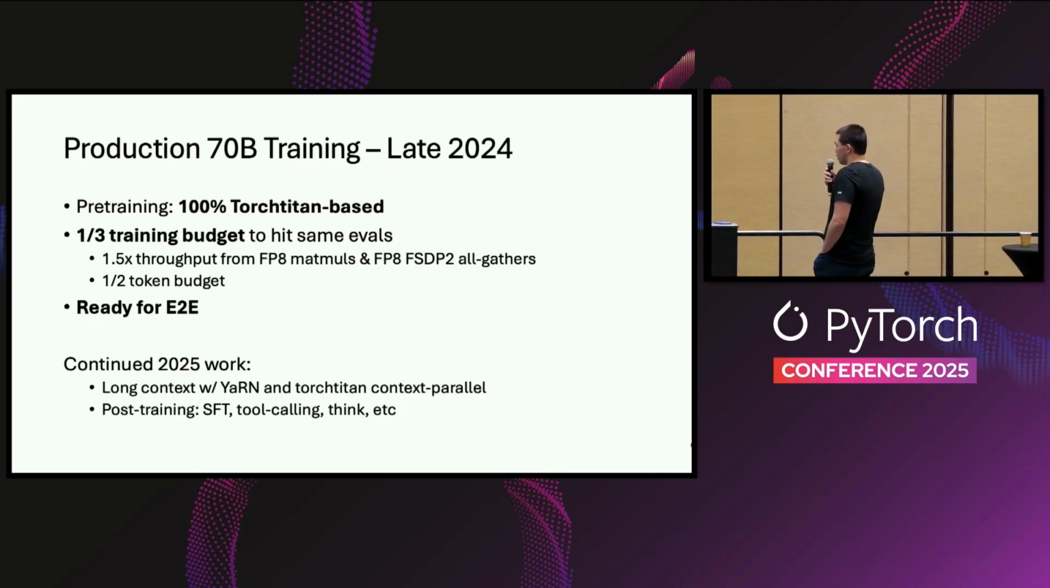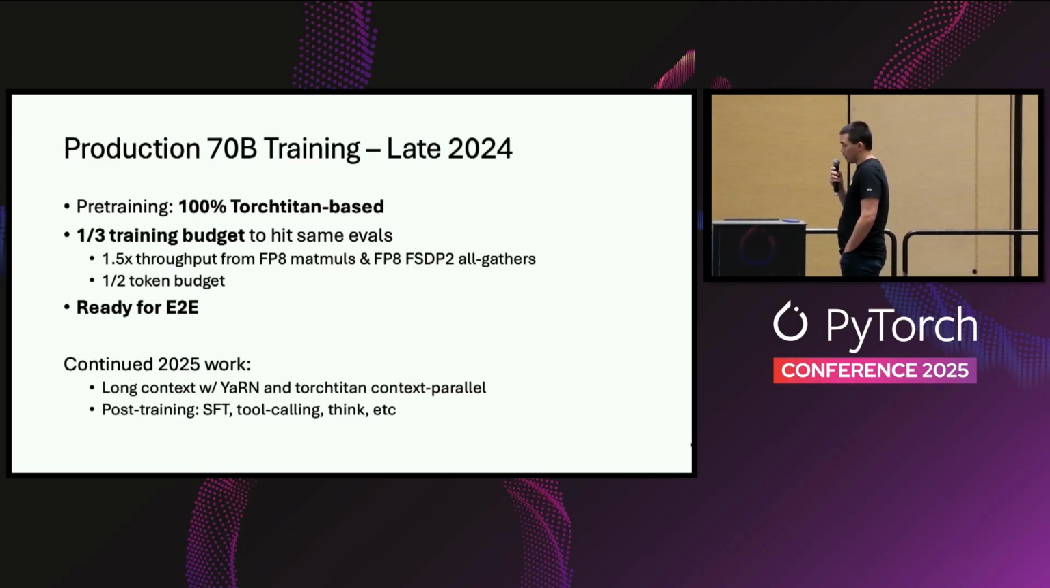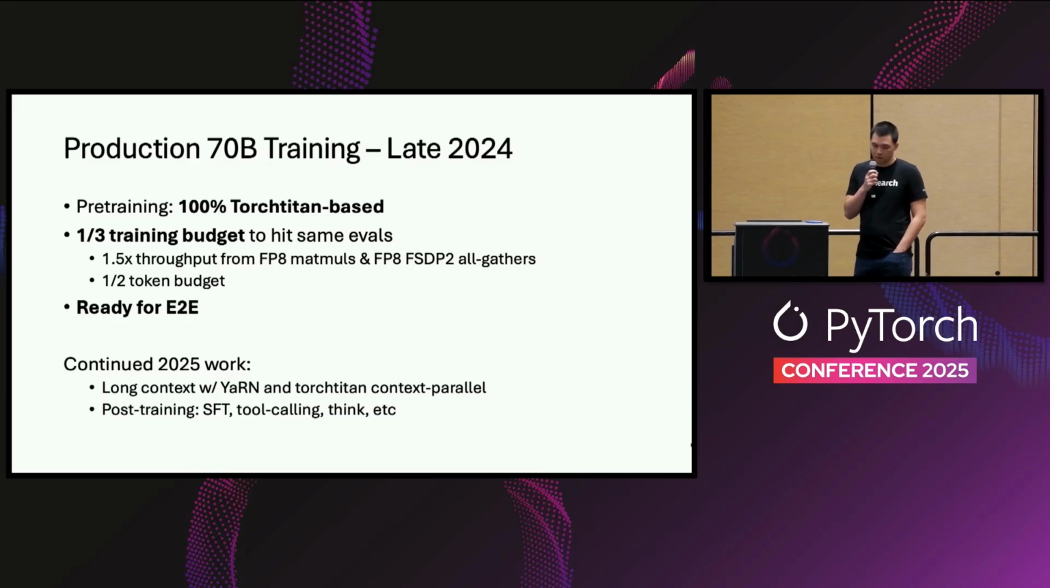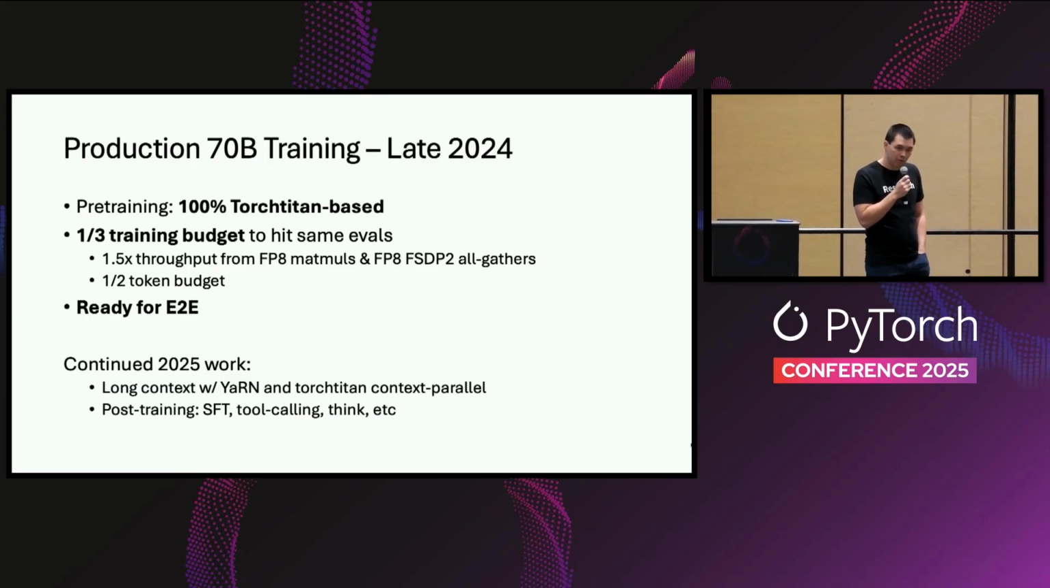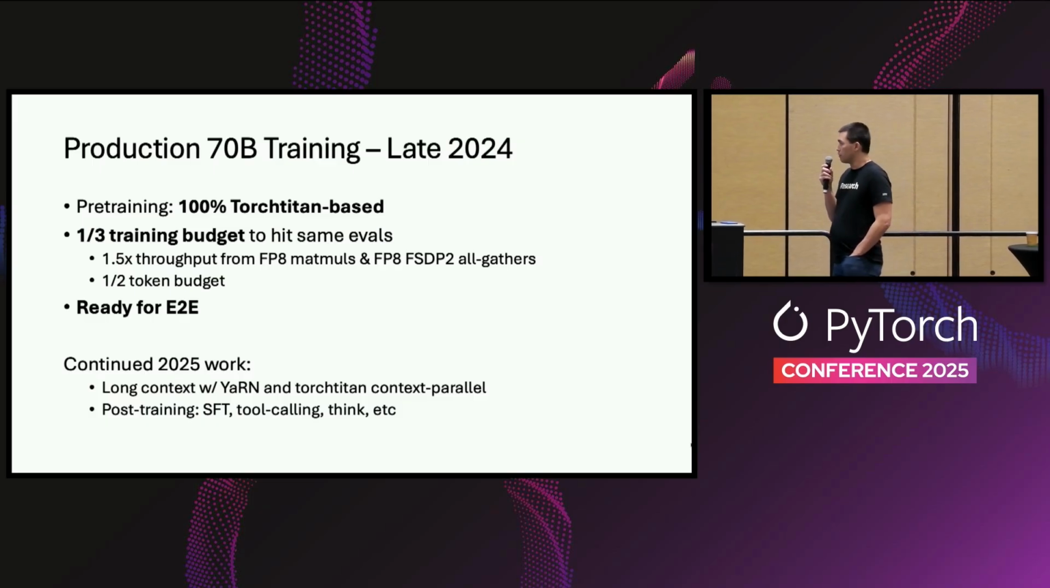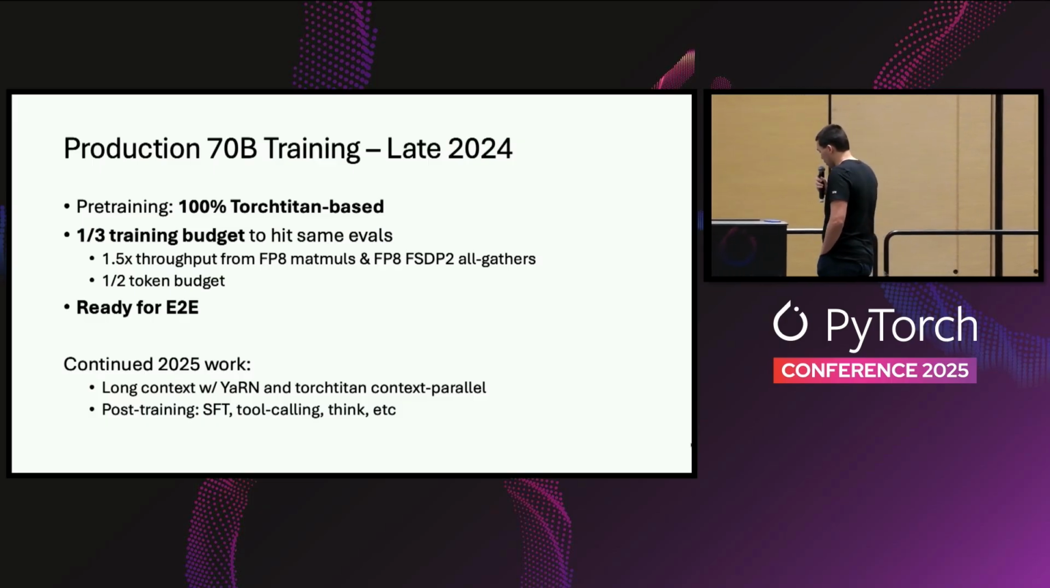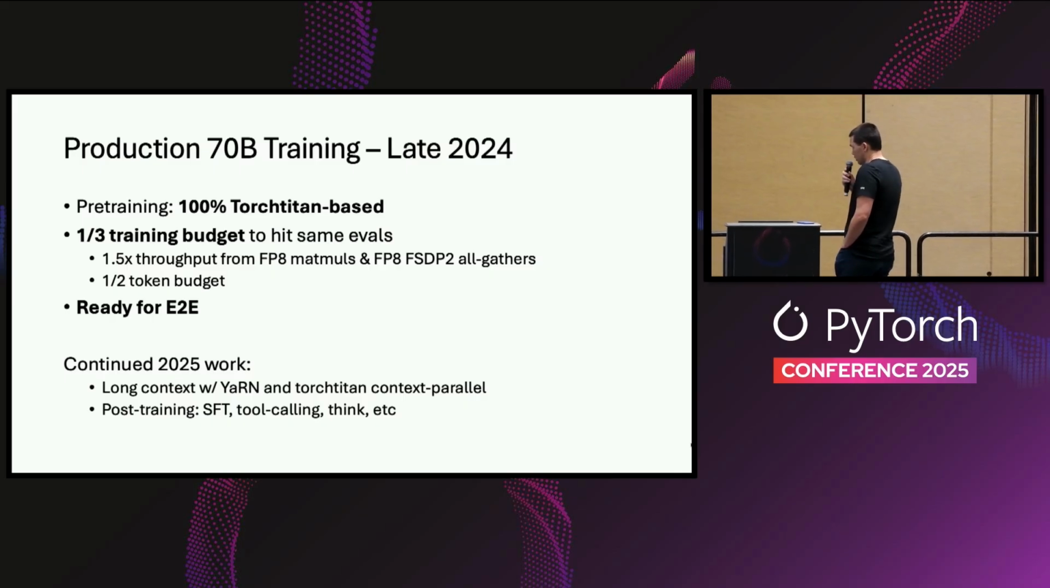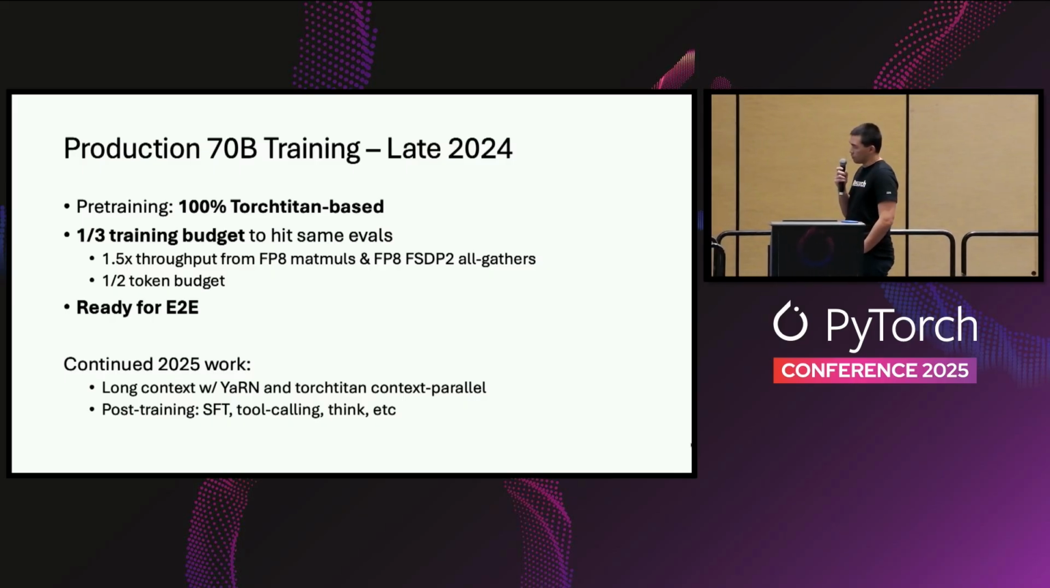So where does this come from? Some of this comes from the FP8 improvements. So that's the 1.5x throughput enhancement from FP8 matmuls and FP8 FSDP2 all-gathers. And other advancements also let us hit those evaluation marks in half the token budget.